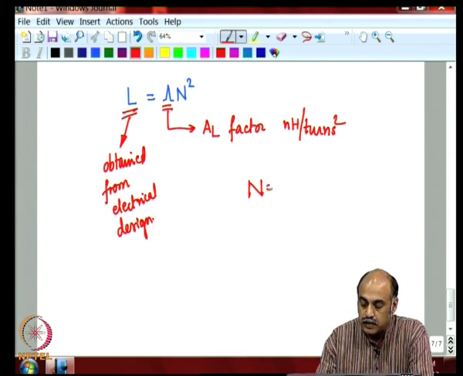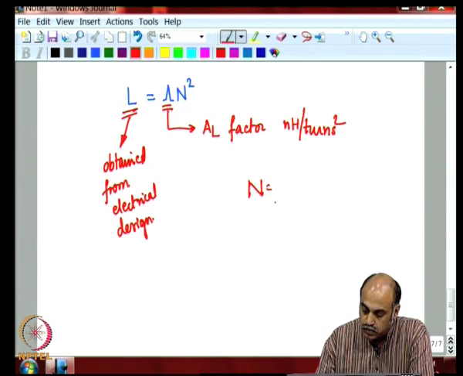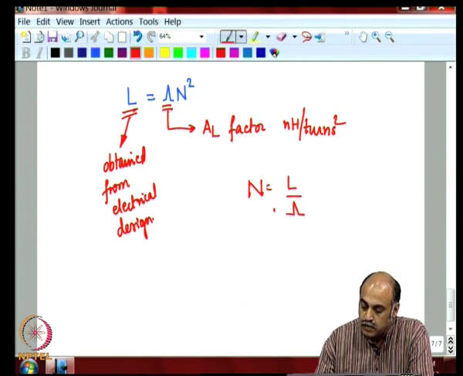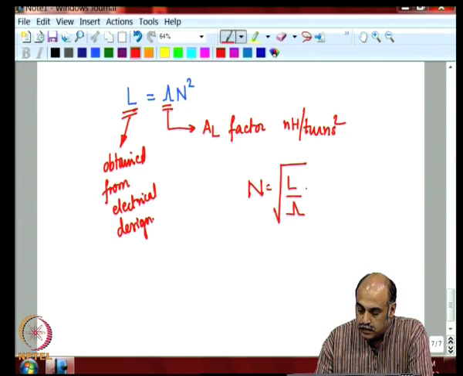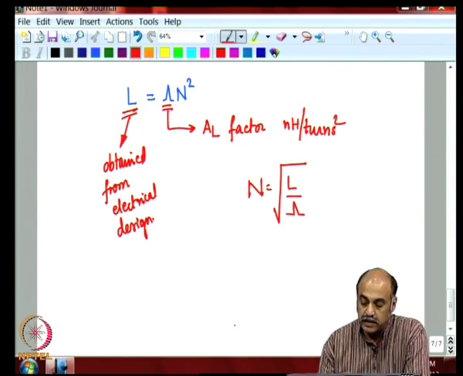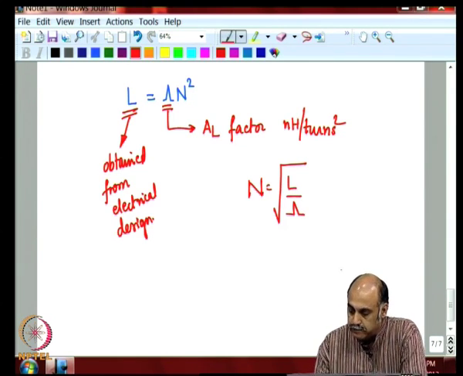Then N, the number of turns that you need to put for the particular core, would be the square root of L by lambda, the permeance, because this is in nanohenry per turn square, and the root of it would give you the number of turns that you need to wind to get that value of L. So, this is a very important relationship.